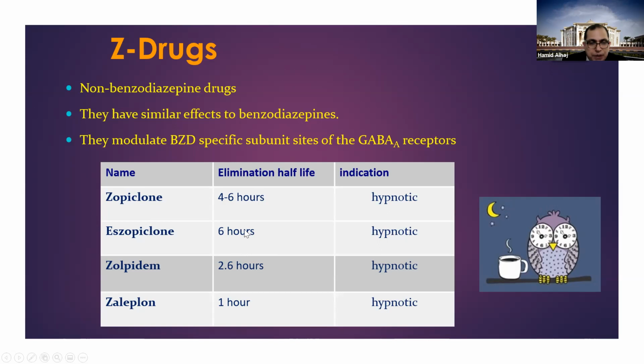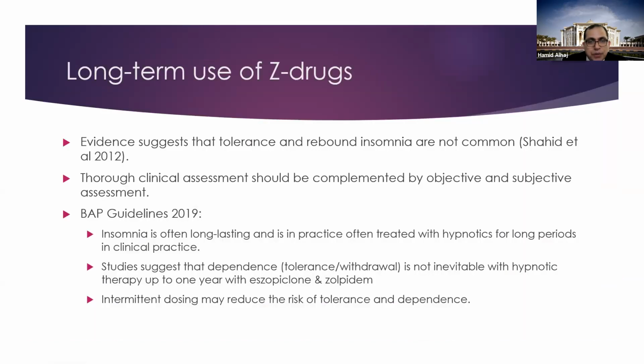S-zopiclone is probably the one that is least associated with dependence, but generally speaking, they are not likely to be associated with dependence. They are not likely to be associated with patients asking you to constantly increase the dose either, but they can be misused.